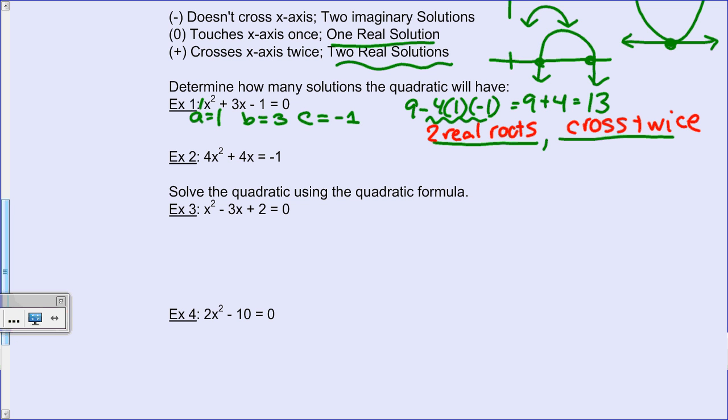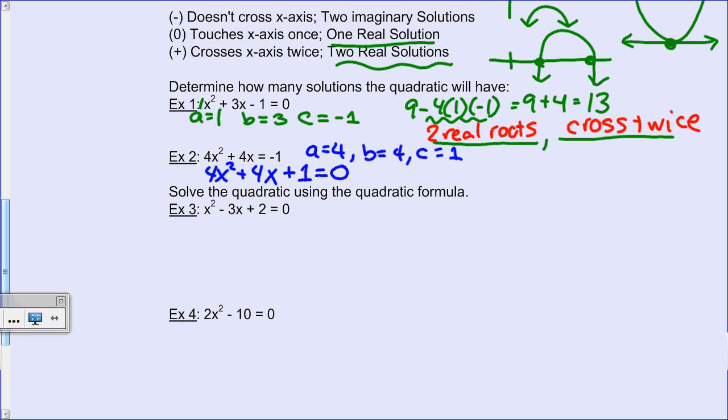Before we start number 2, what do you notice? It's not set equal to 0. This is the same thing as factoring. We always set equal to 0 first. All right, so the first thing we're going to do is add over that 1. Plus 1 is equal to 0. So looking through here, our a value is 4. Our b value is also 2, and our c value is 1.